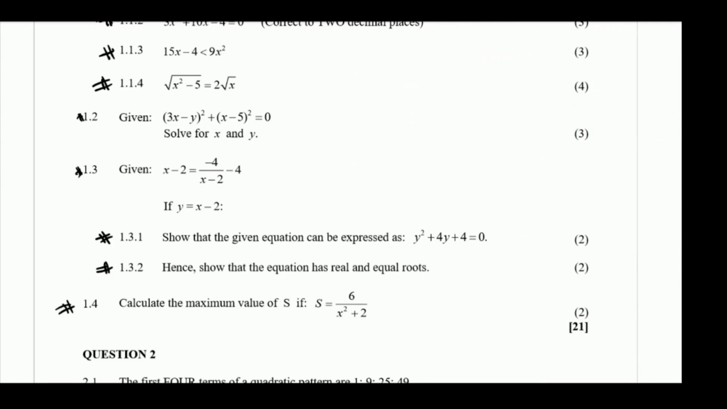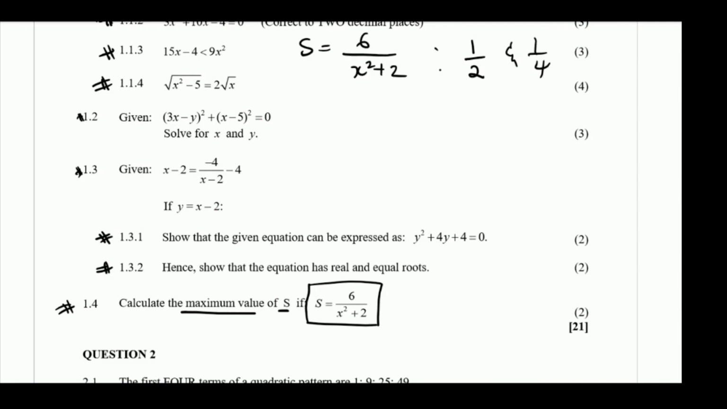Now we're going to solve 1.4, which says calculate the maximum value of s if s is equal to this expression here, s equals 6 over x squared plus 2. For the entire expression to be a maximum, the denominator must be less. What do I mean by that? If you have 1 over 2 and 1 over 4, which expression is bigger? This expression is bigger because the denominator is smaller, and the denominator here is larger. So the larger the denominator, the smaller the expression. So our aim in this problem is to make the denominator smaller for us to have a larger expression of s.